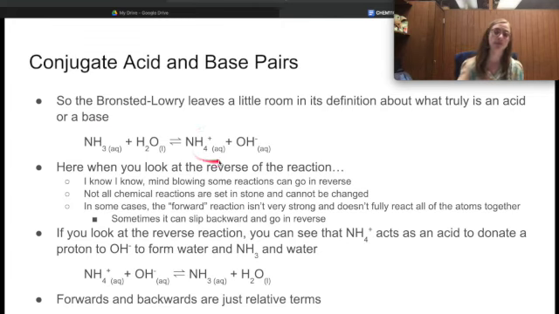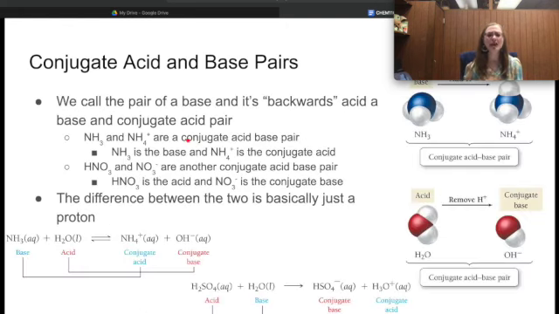It's interesting to think about. NH3 is the base that forms NH4 plus, but NH4 plus is the acid that forms NH3, for example. So if we're looking at the compound, NH3 is a base, and it has this acid that it forms that it gets paired with. We call these conjugate acid-base pairs. For example, NH3 and NH4 plus are a conjugate acid-base pair. NH3 is the base, and NH4 plus is the conjugate acid.